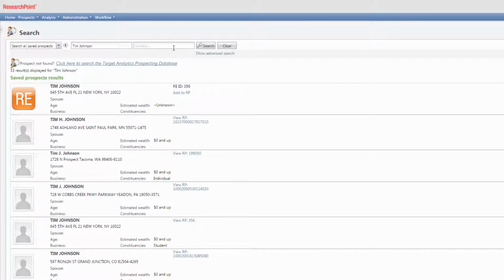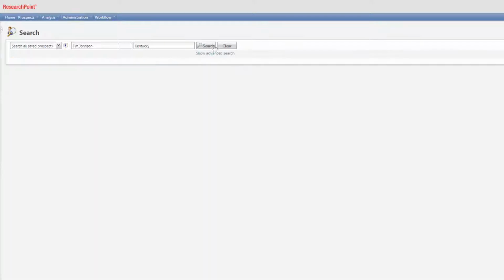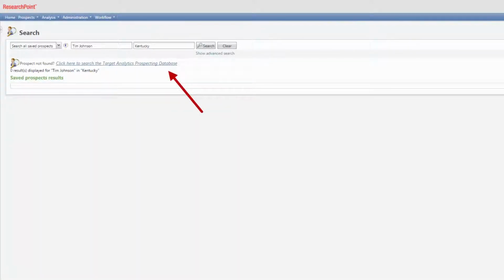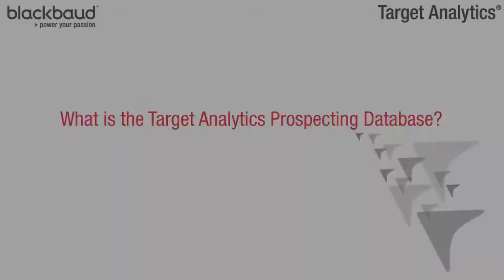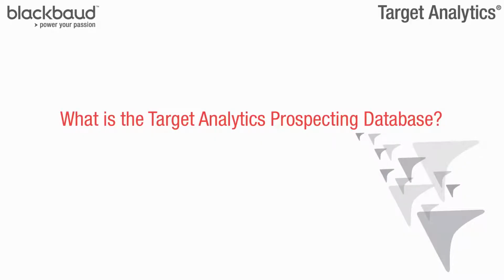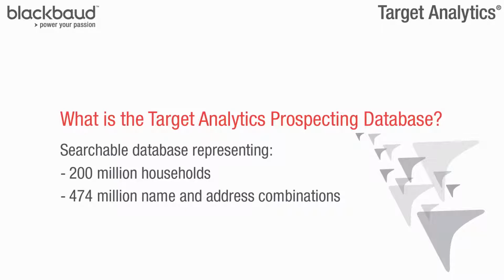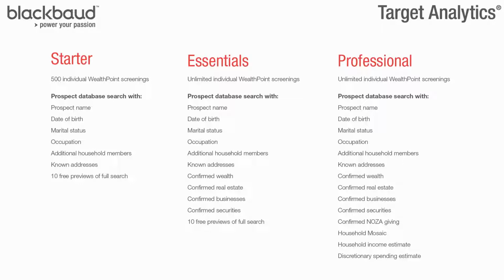If the prospect you are looking for doesn't appear in the results, a Prospect Not Found link appears at the top of the results for you to search through the Target Analytics Prospecting Database. The Target Analytics Prospecting Database is a searchable database of more than 200 million households, representing more than 474 million names and addresses. The prospecting database is available for all subscription levels.